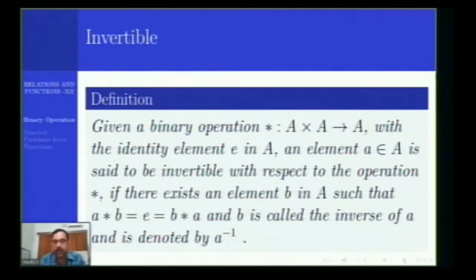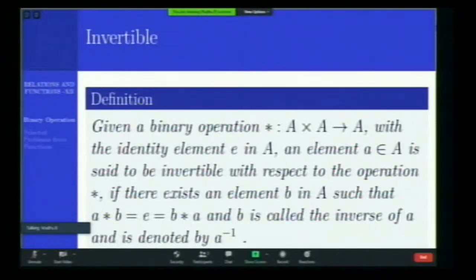Now immediately, once you speak about this particular case of identity, some of our viewers may be quickly remembering something called inverse. For example, you are in integers. 2 is a number. If you add -2, 2 plus -2, you will get 0. 0 is the identity for the operation addition. So there is something called inverse.